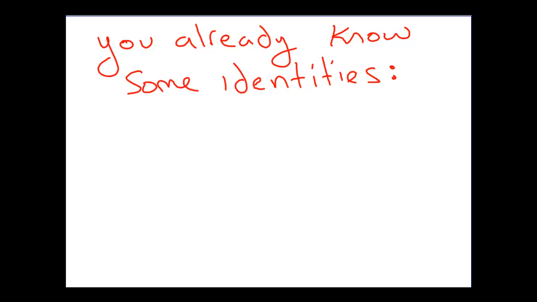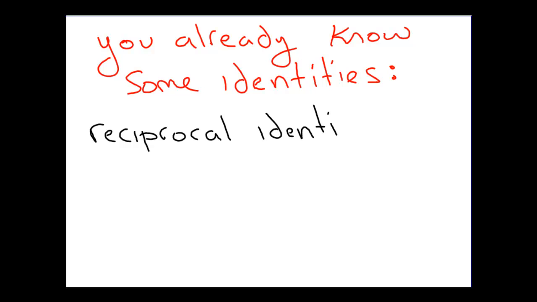Most of the identities you know are already fairly trivial. There's a class of identities that are known as the reciprocal identities. The reciprocal identities are basically almost the definitions, or they could be used as the definitions of some of the operations we already know.